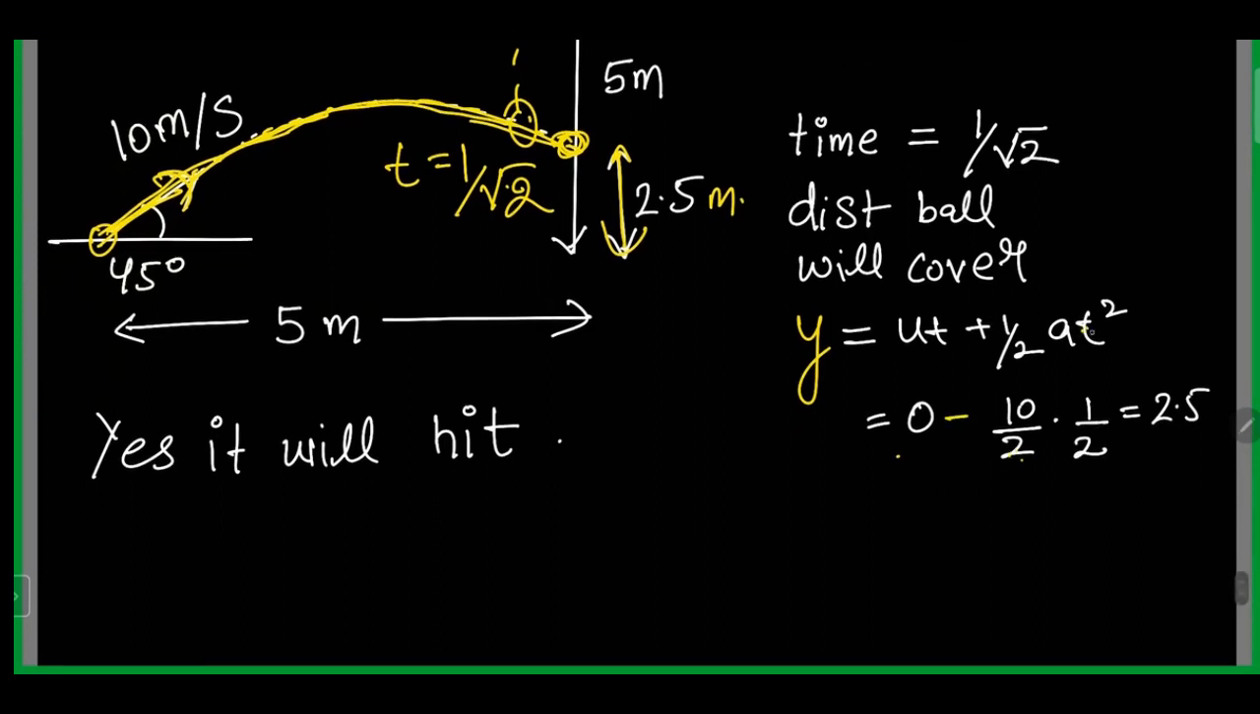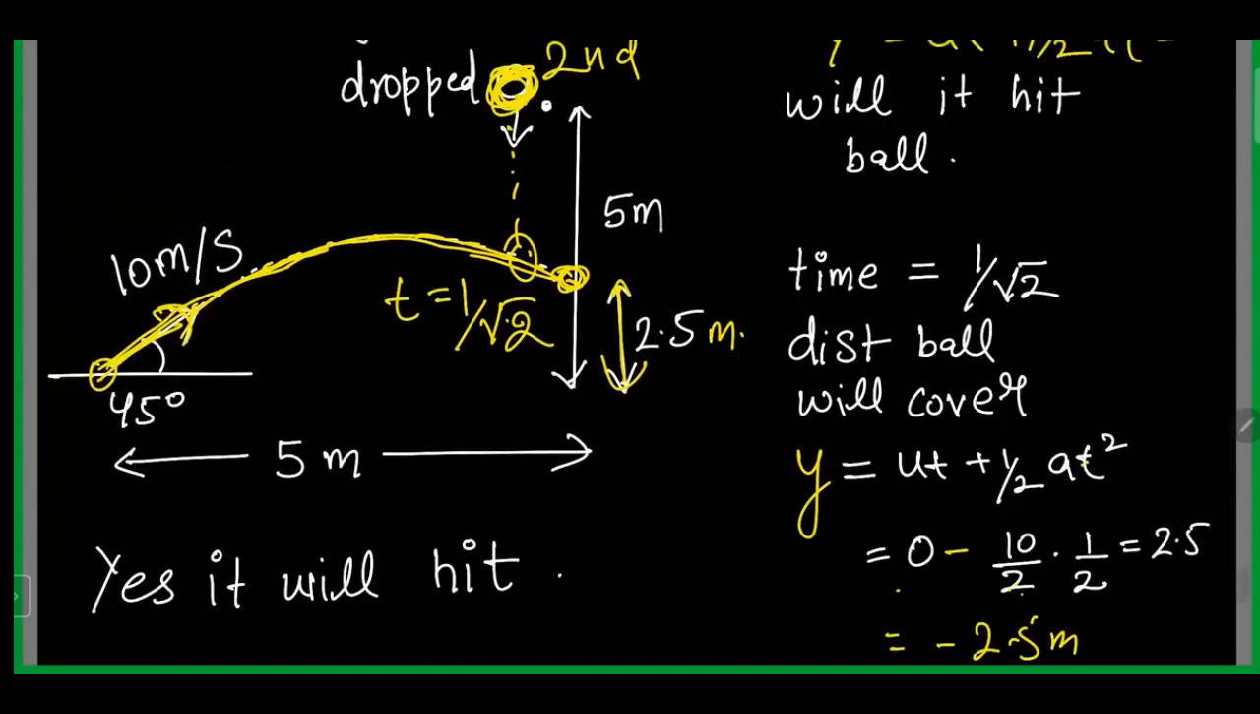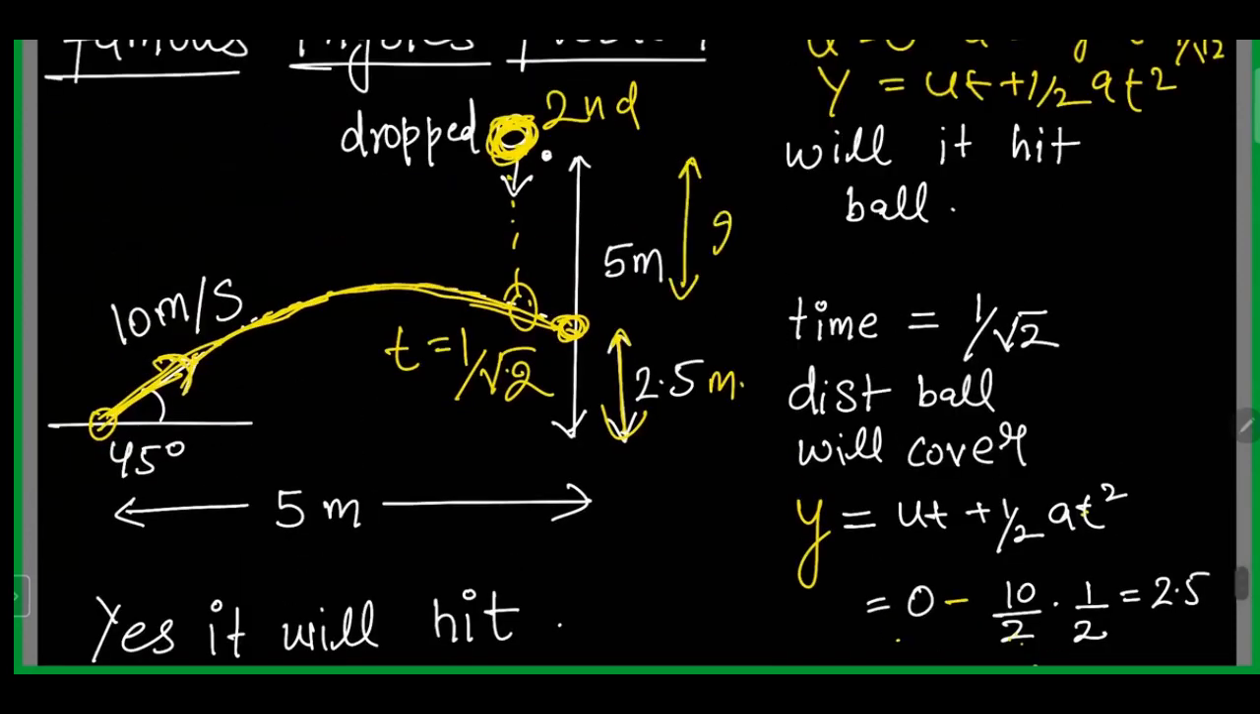By 2, and t square is 1 by 2. So you get minus 2.5 meter. It means it will come down by 2.5. This is exactly where I want it to be. So you see clearly, it will come down by an amount of 2.5. The total is 5, and the other ball has also come 2.5. So both are at the same point. It means they both will hit each other.